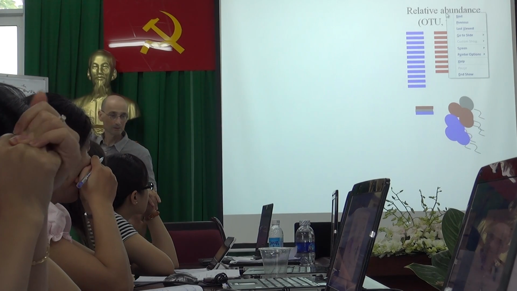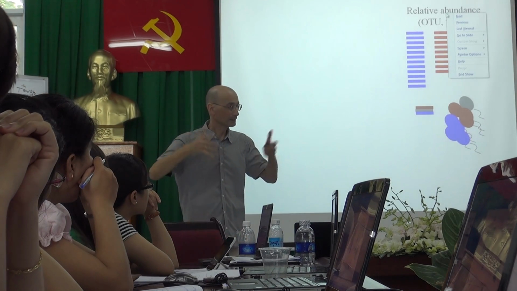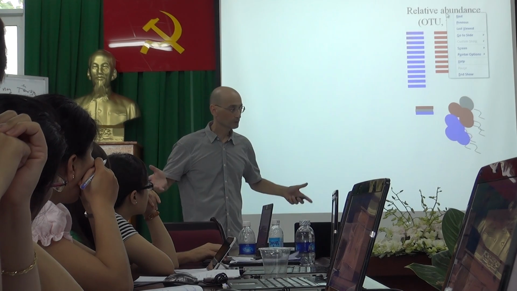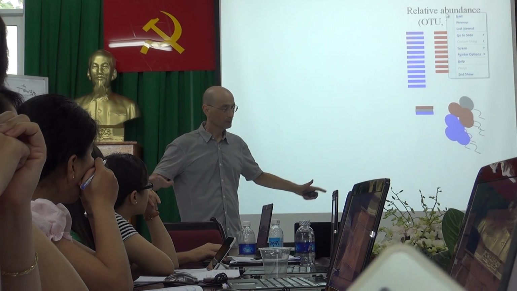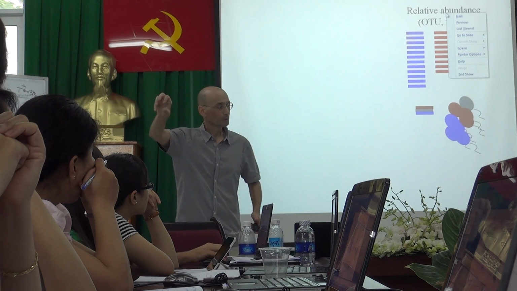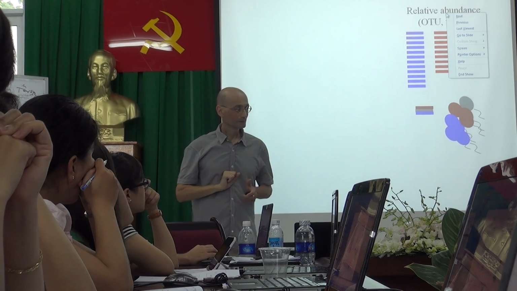We don't want to use the word species. We don't want to say E. coli. You saw yesterday that E. coli is a mess. You know, you have E. coli which are very different. So we don't want to call them E. coli. We call this one OTU number 1, we call this one OTU number 2, we call this one OTU number 3. Okay?